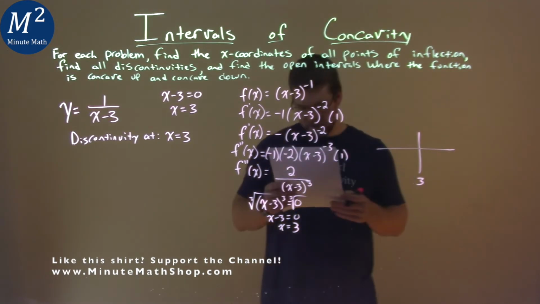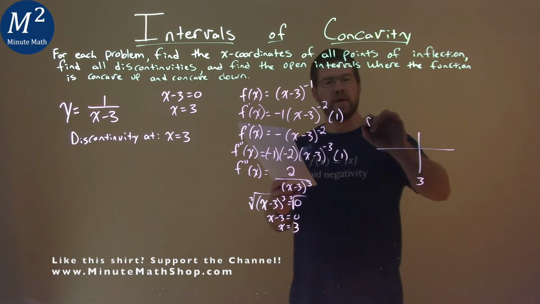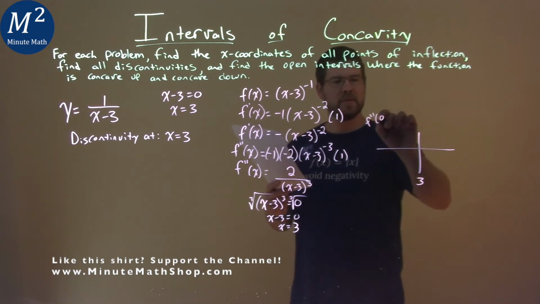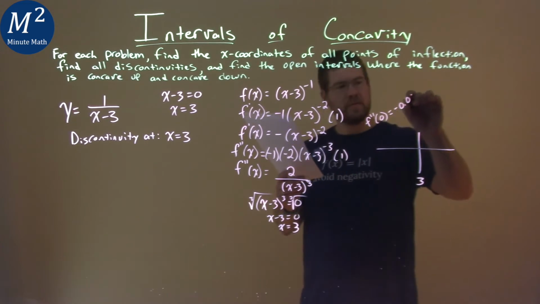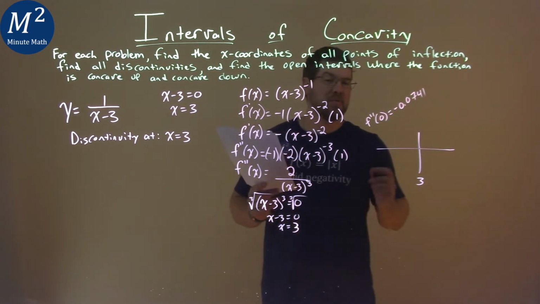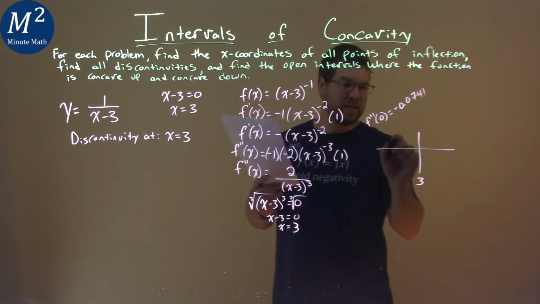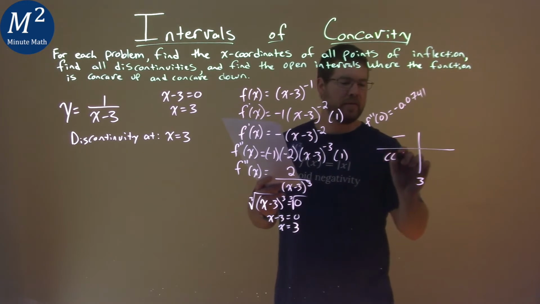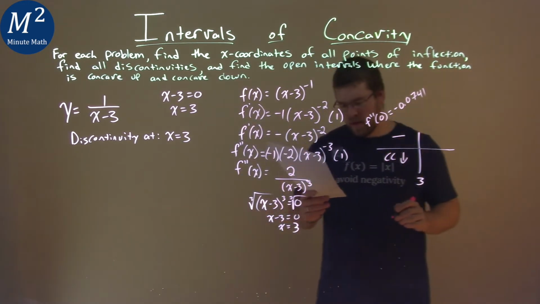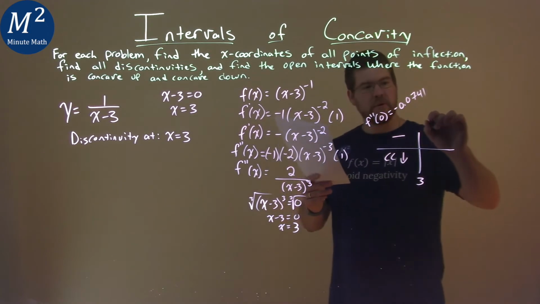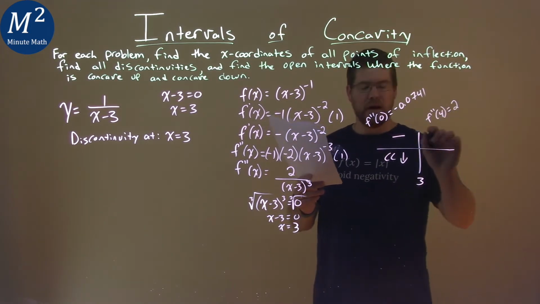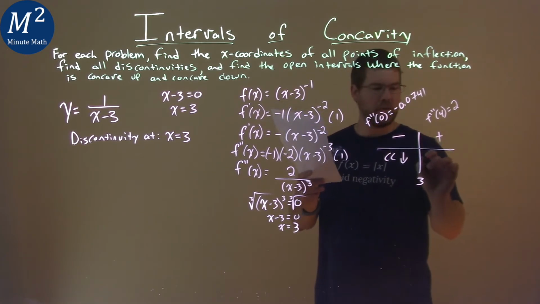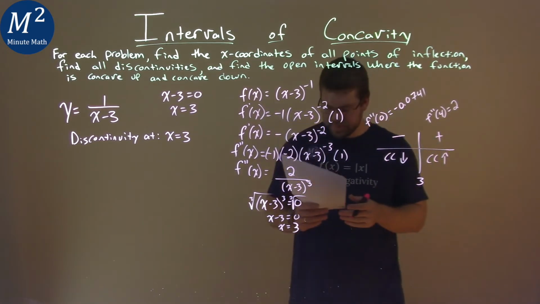So we're going to use our second derivative test, and 3 is going to be our point here. Plugging into our second derivative, f double prime, I picked 0 to be less than 3, and I got a negative 0.0741, which really only matters because it's negative, that's all we care about. And we're concave down. Pick a value bigger than 3, which was 4, f double prime of 4, and that came out to be 2. It's positive, that's what I care about, and we're concave up.